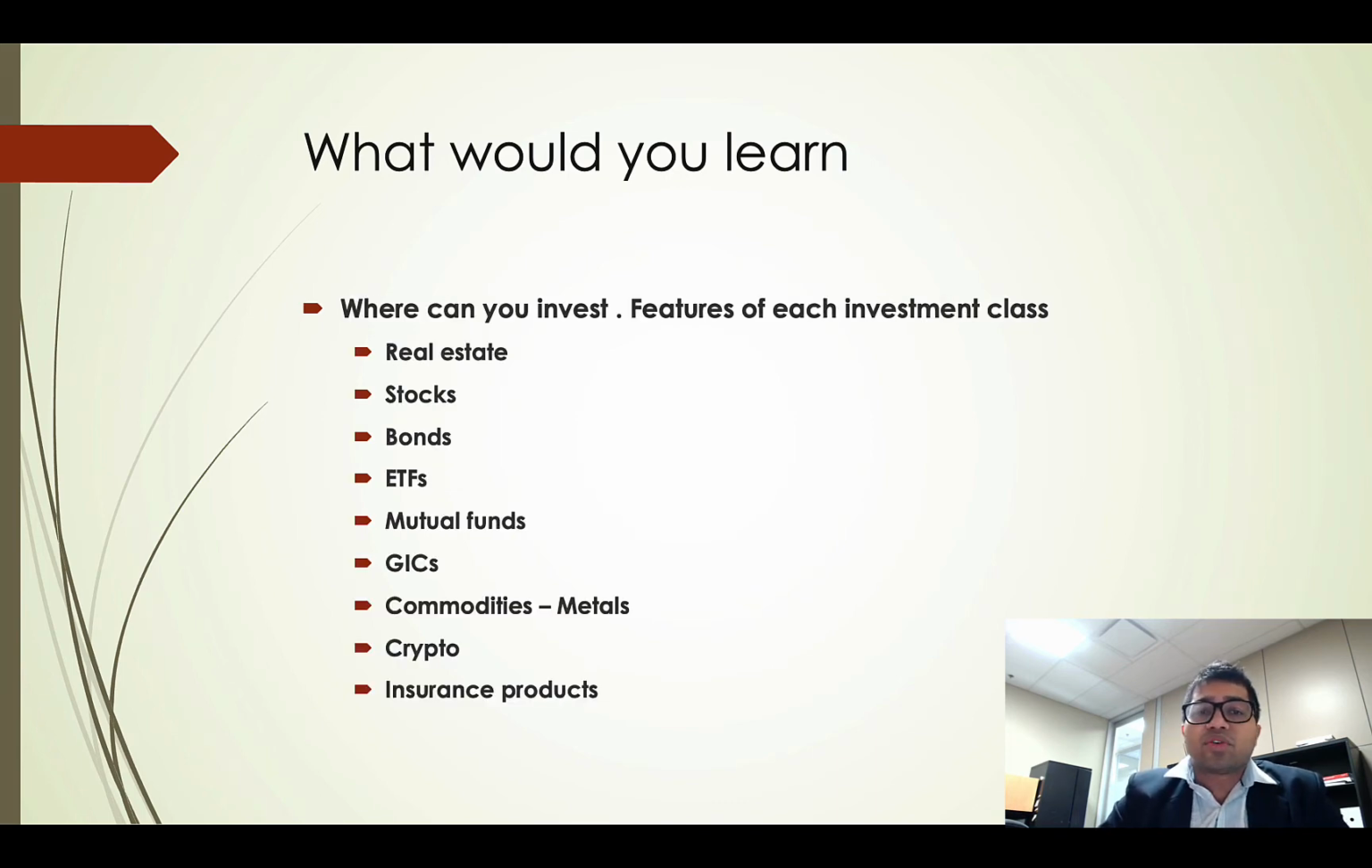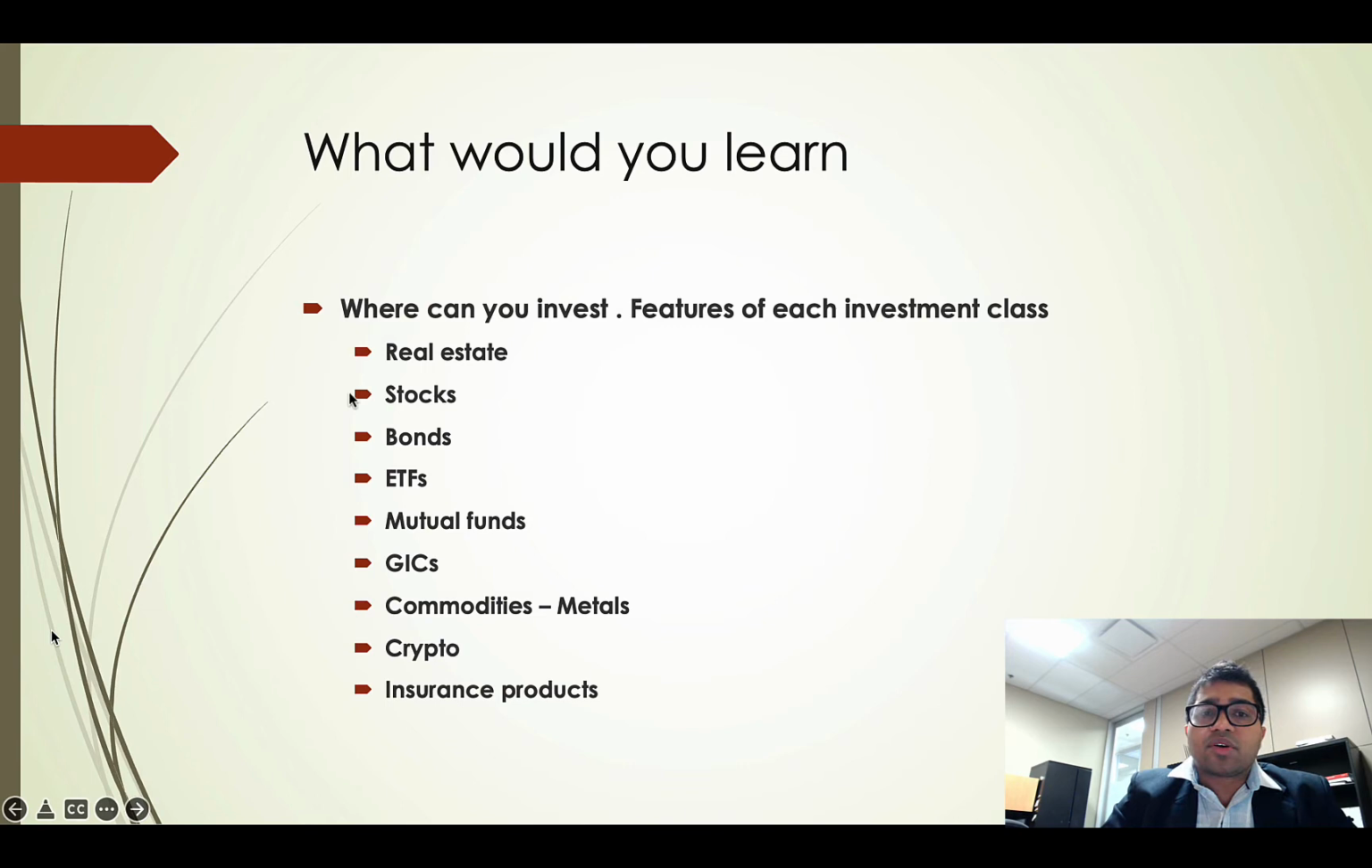Then we'll move on to where you can invest. What are the different things you can add into your investment accounts? We'll talk about each investment class. We'll talk about how you can invest in real estate, either in physical form or in an investment vehicle known as REITs, Real Estate Investment Trusts. We'll talk about why real estate is a good investment, what things to look out for, and what common pitfalls you should avoid. We'll also talk about the process of buying a house. What are the key features you should focus on when you're buying your first or your second house?